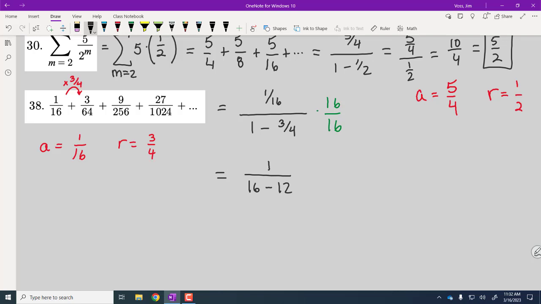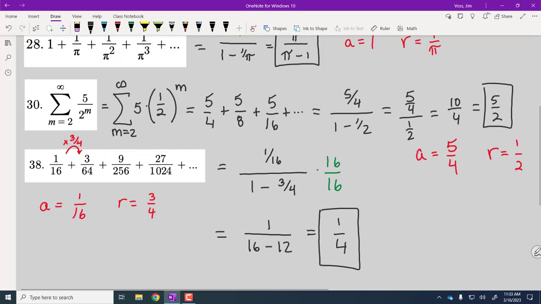So we're going to end up with 1 over 16 minus 12. One over 16 times 16 is 1. 1 times 16 is 16. 3/4 of 16, 4 goes into 16, 4 times 3 is 12. So this will give us 1/4 as our final answer. So that is the sum of that series. Okay. Any questions on geometric series so far?